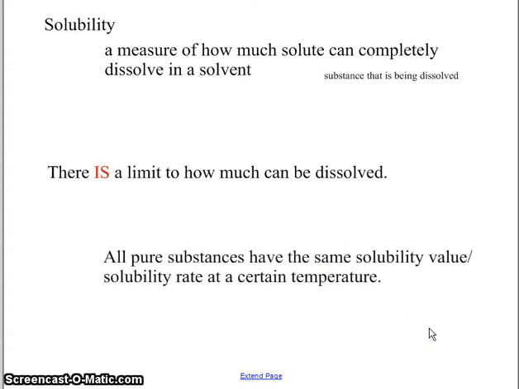All pure substances have the same solubility value or solubility rate at a certain temperature. That means if I took 1 cup of salt and I dissolved it into water, it would dissolve at the same rate as a half of a cup of salt would, as long as I use the same temperature water and the same type of salt. It doesn't matter how much you have, it's going to dissolve at the same rate.